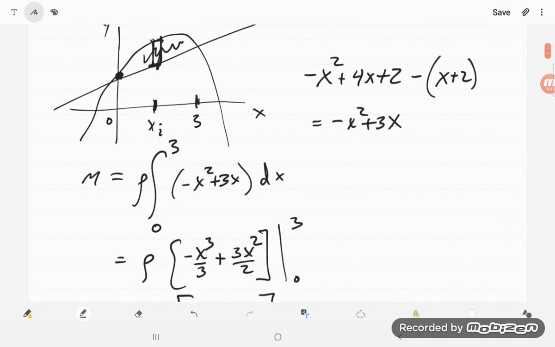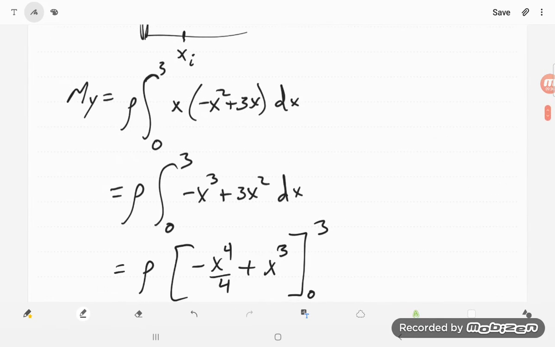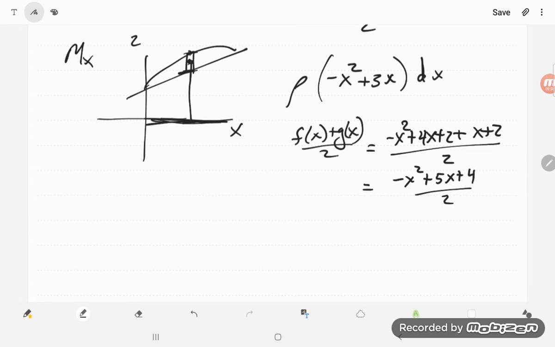So starting with f of x, we had minus x squared plus 4x plus 2, and then plus our g, which was x plus 2, all divided by 2. So this is minus x squared plus 5x plus 4 all divided by 2. So we need to multiply that times this thing.